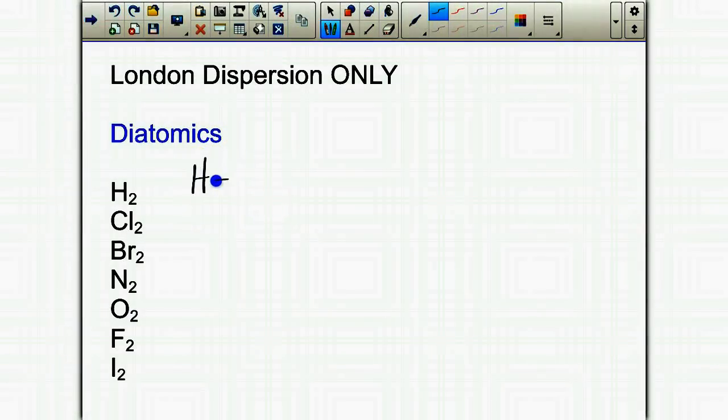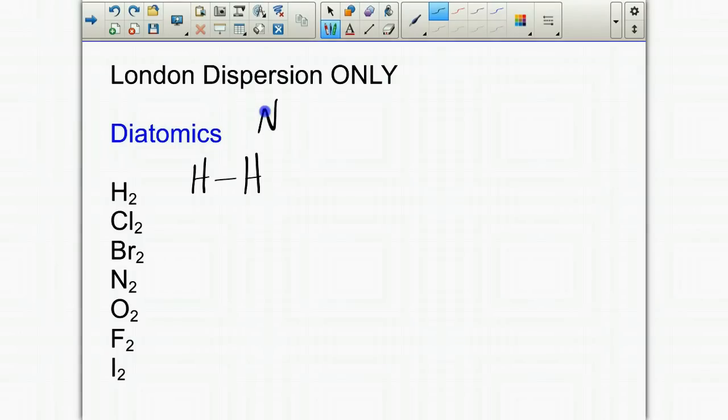The reason that diatomic elements only have a London dispersion force is because they are all nonpolar, and they're nonpolar because these atoms, if they are having a tug-of-war in the electrons between them, no one is winning because they have identical strength. So all of these compounds are considered nonpolar because it's a bond between two identical atoms, and so no one is winning the proverbial tug-of-war.